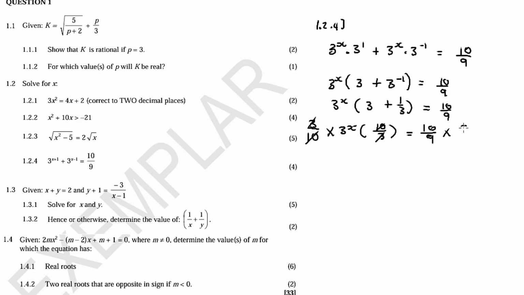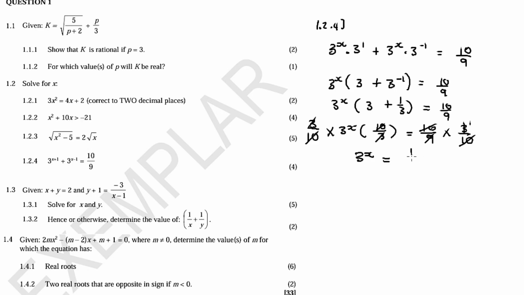I'm multiplying by the multiplicative inverse. Or you can just divide both sides by 10 over 3 instead of using the multiplicative inverse. You're still going to get the same answer. I'm left with 3 raised to exponent x. The 10 cancels the 10. This 3, divide by 3, I'm left with 1. 9 divided by 3 is 3.